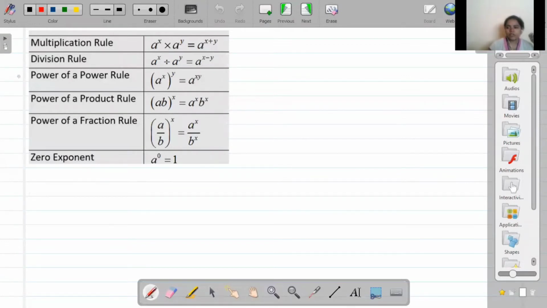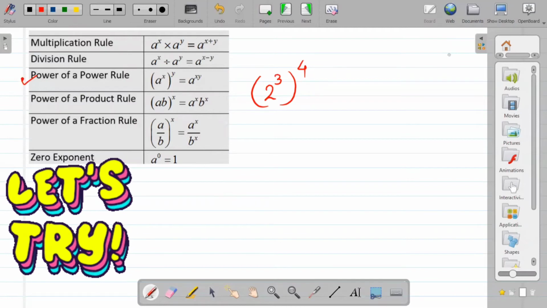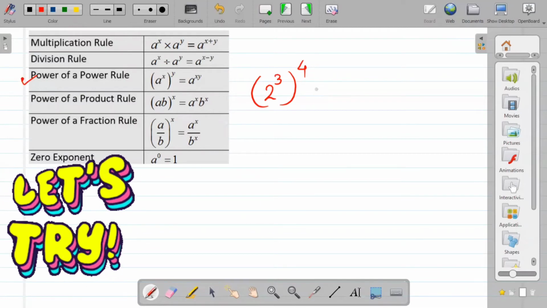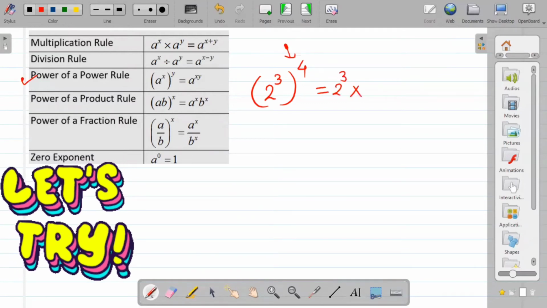Now let's start with the third rule, that is the power of power rule. For example, if I have a question 2 raised to 3, all raised to 4, how am I going to solve it? 2 raised to 3 is there, and the power is 4. So I have to multiply 2 raised to 3 four times.